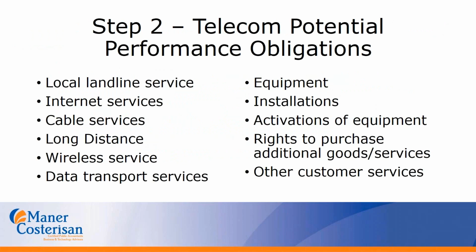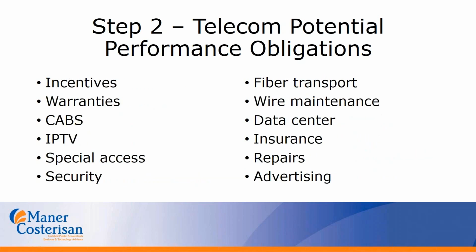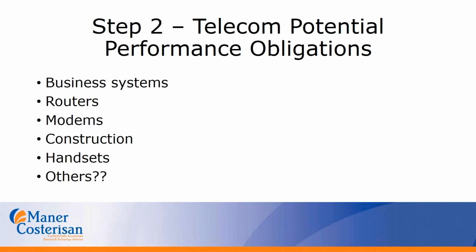We have included in the PowerPoint some examples of potential performance obligations telecom companies may have with their customers. We felt it would be helpful to include some of these items so you can identify some of the areas in your own companies that you may need to review. As you can notice from the PowerPoint, some potential performance obligations telecom industries will need to identify are various things such as local landline services, internet services, cable services, equipment, incentives, cabs, IPTV, business systems, routers, modems, and really a few other items as well, as you can tell from the 3 slides there.